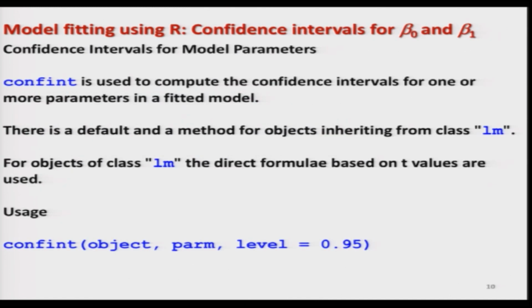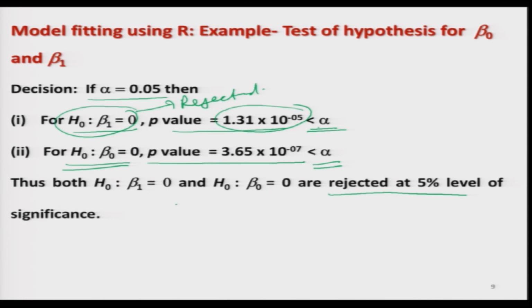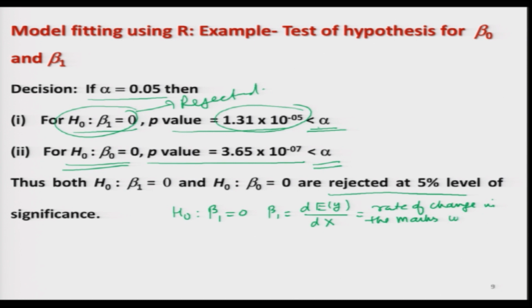And you can also see that they have got the interpretation also. Let me try to explain. You are trying to test H naught: beta 1 is equal to 0. What is beta 1 here? Beta 1 is the rate of change in the value of y with respect to x. So, you are trying to find out the rate of change in the marks with respect to the number of hours of study.